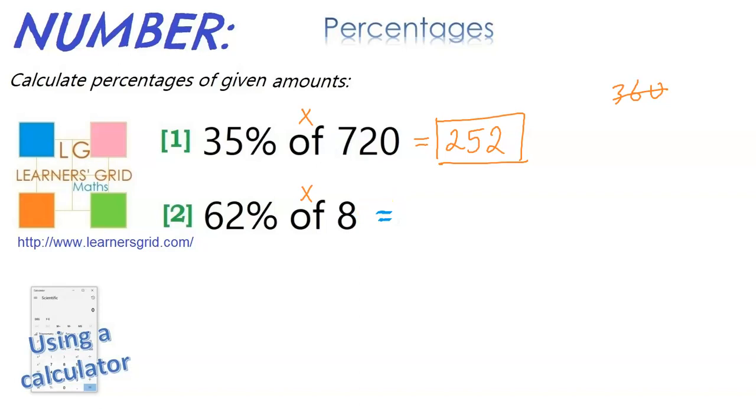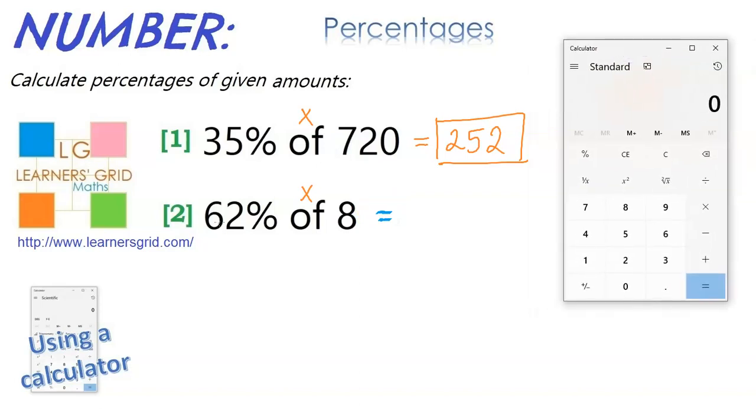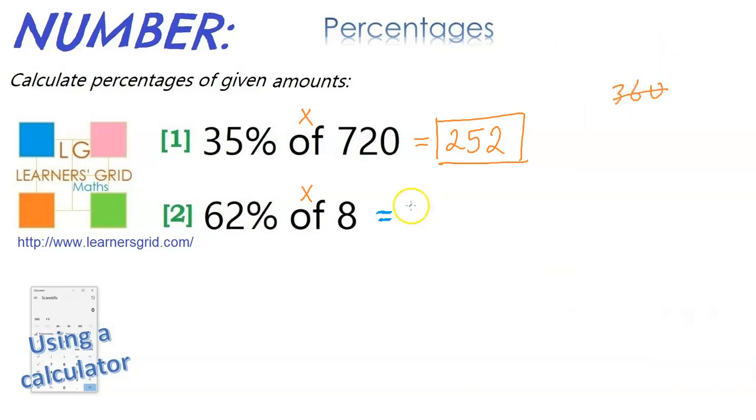Okay, so let's get the calculator back. And again, type in whatever it says. And it says 62 multiplied by 8, and then percent, and then equals 4.96. Okay, so 4.96. And that is the most exact answer that I could have.